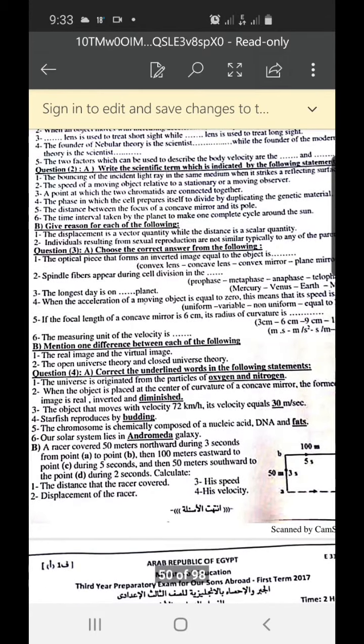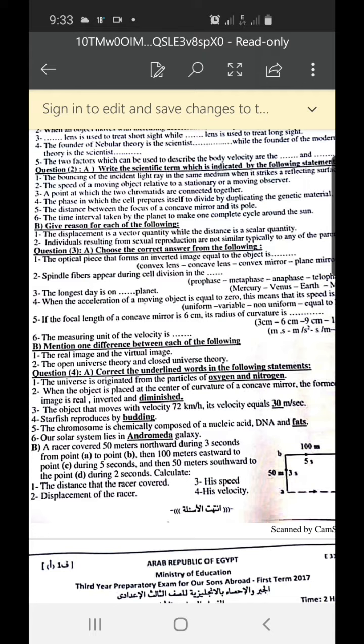Part B, give reason for each of the following. The displacement is a vector quantity, while distance is a scalar quantity. The answer is displacement is a vector quantity because we can determine it by mentioning its magnitude and the direction. But distance is a scalar quantity because we can determine it by mentioning its magnitude only, without a need for direction.